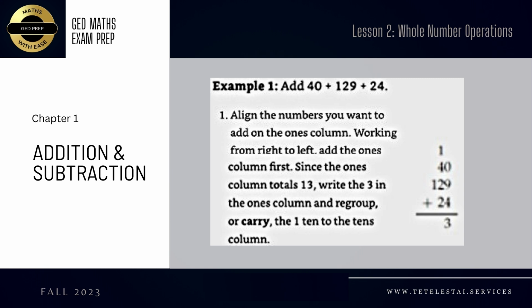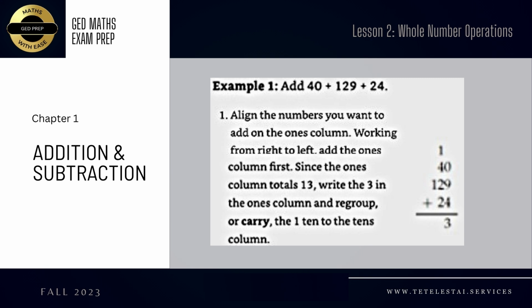So you stack your numbers 40, 129, and 24. And then you want to start working from left to right, right? I'm sorry, from right to left. Did I say left or right? I'm sorry. You want to start working from right to left, right? And so you want to add the numbers in the ones column first, right?